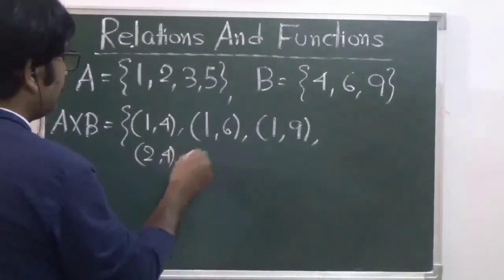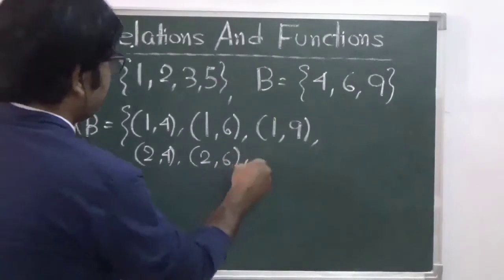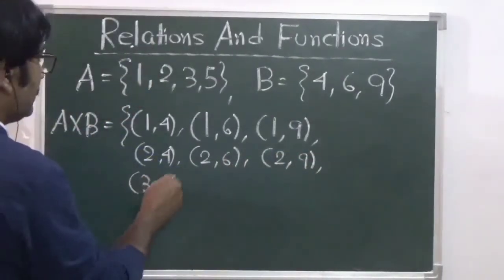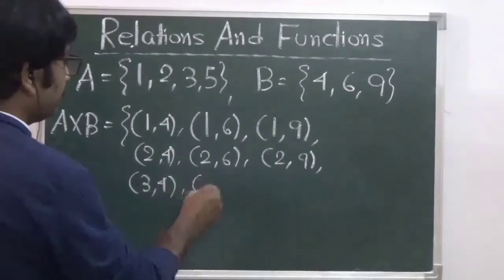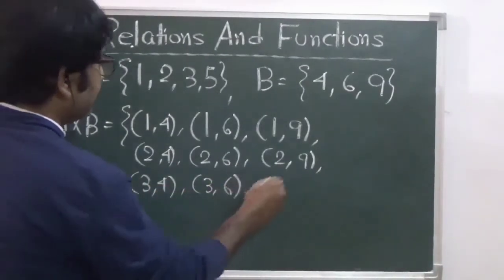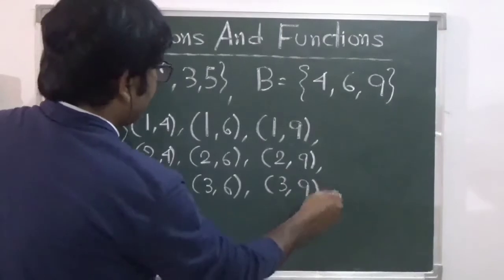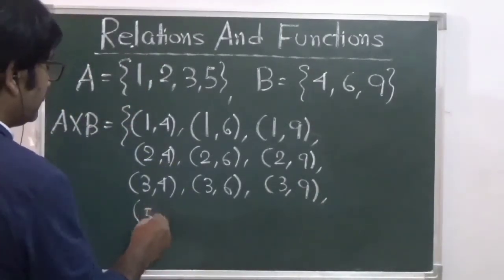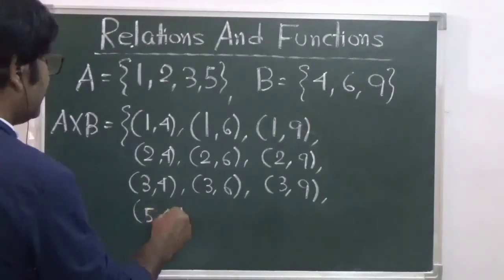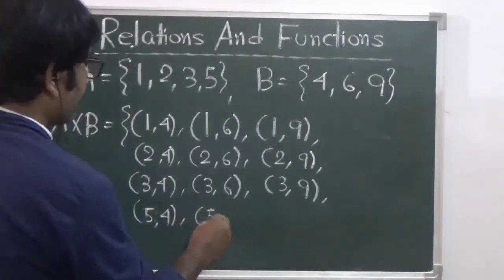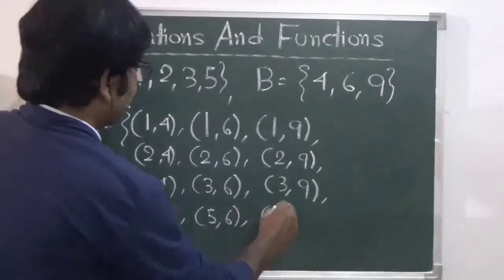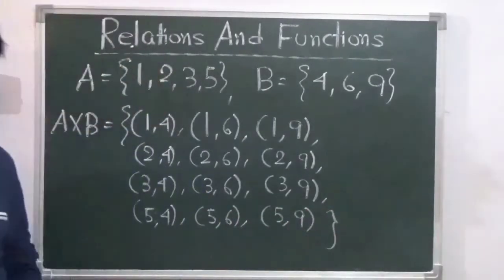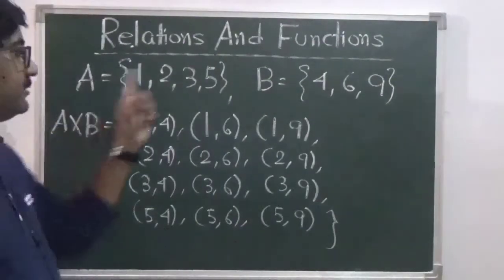Then (2,4), (2,6), (2,9), (3,4), (3,6), (3,9), (5,4), (5,6), (5,9). So this is the entire Cartesian product moving from set A to set B.